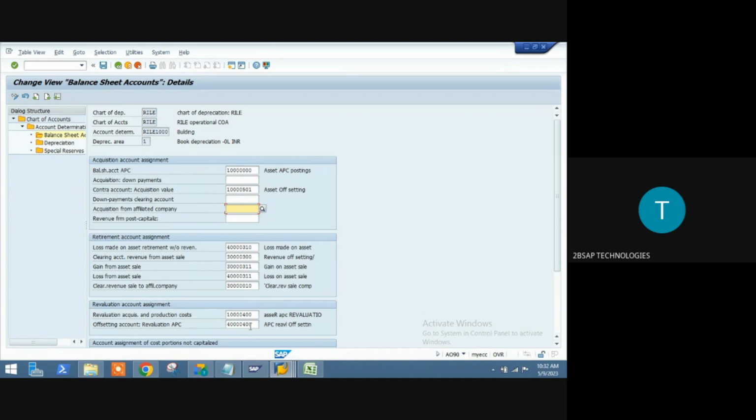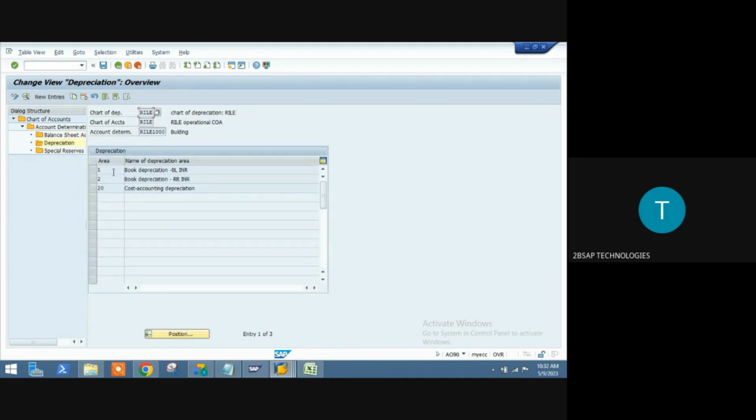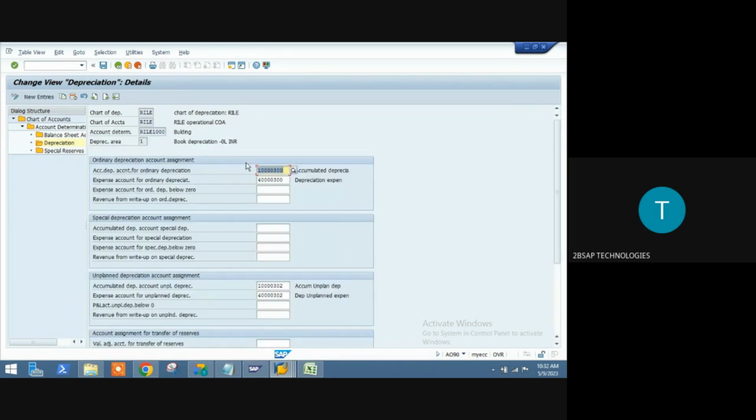Still, it may be more than that also. And in the same way, you need to update your depreciation also. Here also 1, 2, 3, 4, 9 plus 4, 13 almost here itself. So for one asset, it requires 13 GL accounts to be maintained. Still, it will be more than that also.